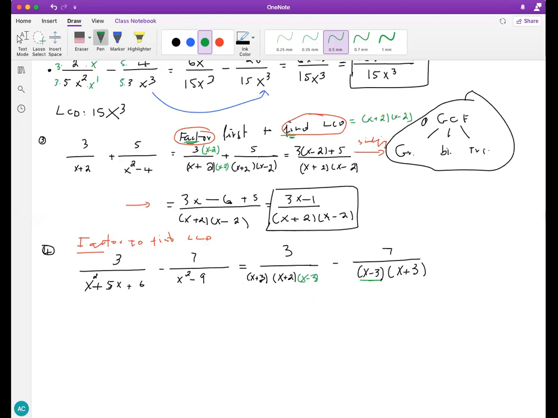Good. So now this one has 3 factors. This one has only 2 and is missing something. What is it missing? This one here, x plus 2. That's right, x plus 2. It needs to have that x plus 2.